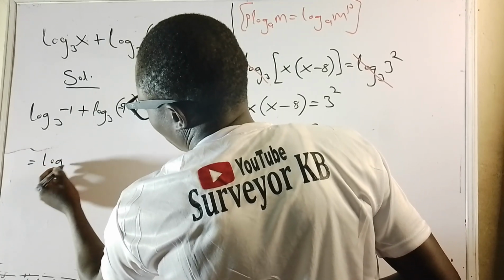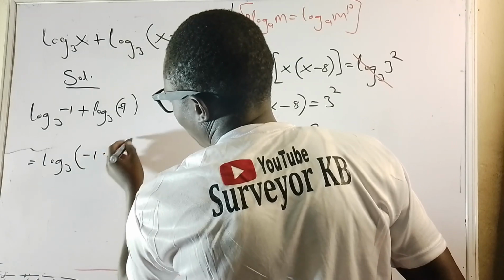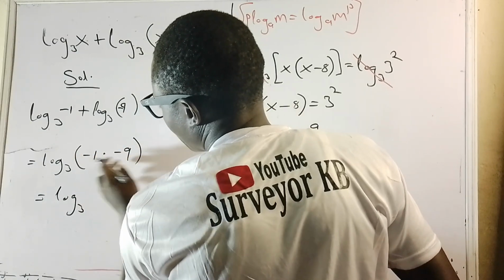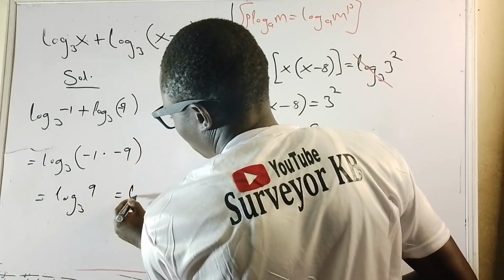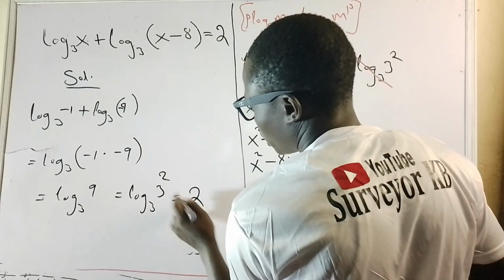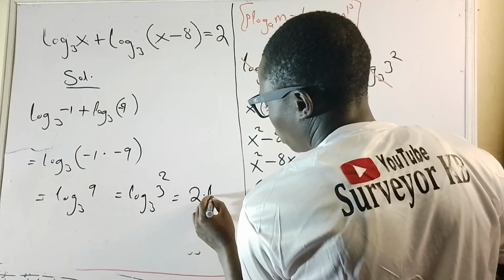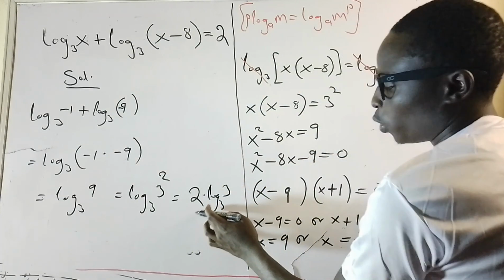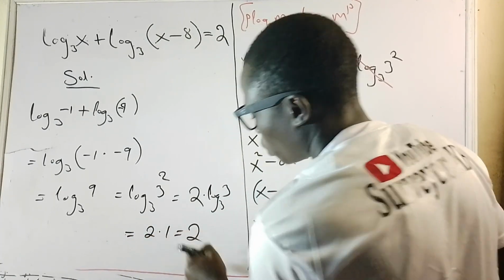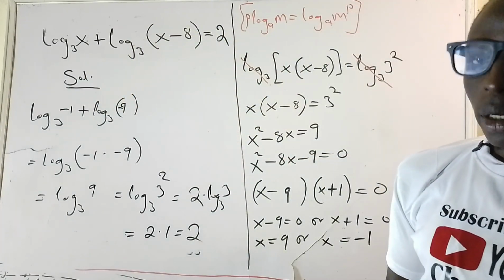So I have log to base 3. This will be minus 1, and minus 1 will multiply minus 9, which is the same thing as log to base 3. Minus minus will go. 1 times 9 is 9. So this is log to base 3 of 3 squared. We remember the law that says we should bring this 2 to the front of the log. That's 2 multiplying log to base 3 of 3, and we know that log of the same number is 1. So this is the same thing as 2 multiplying 1 is equal to 2. That means this particular equation has two solutions, 9 and minus 1.